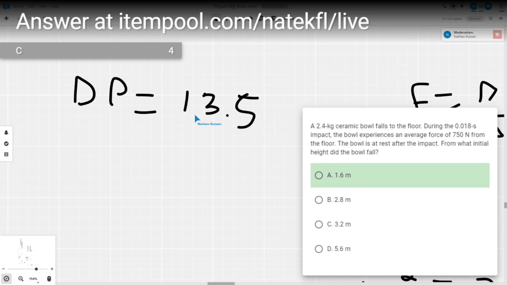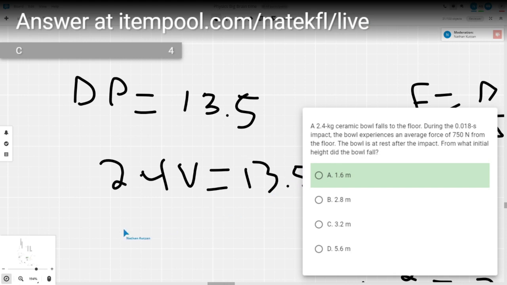Anyone remind me what the equation for momentum is? P times V. Yep, mass times velocity. My bad. Okay, mass times velocity. So it's going to be 2.4 times velocity is equal to 13.5. And that gives us a velocity of 5.625.